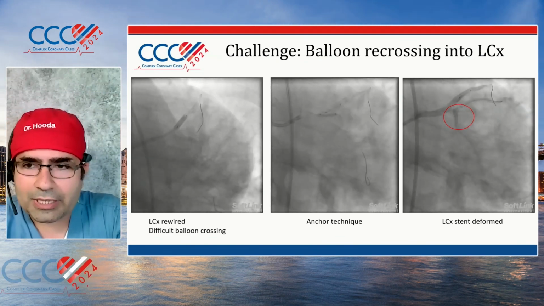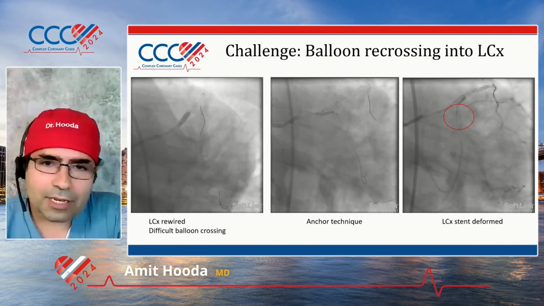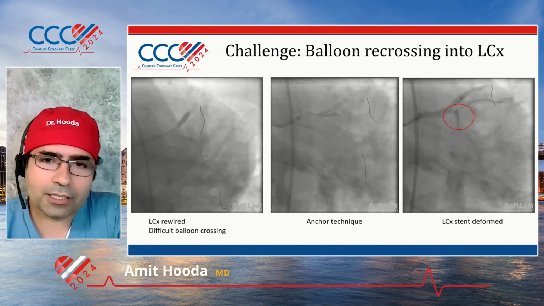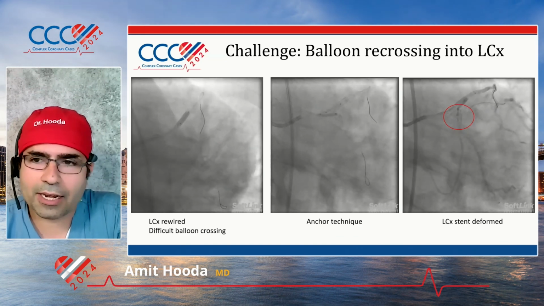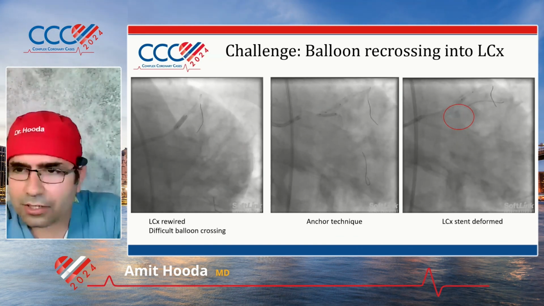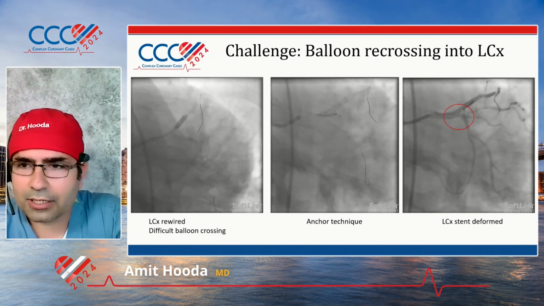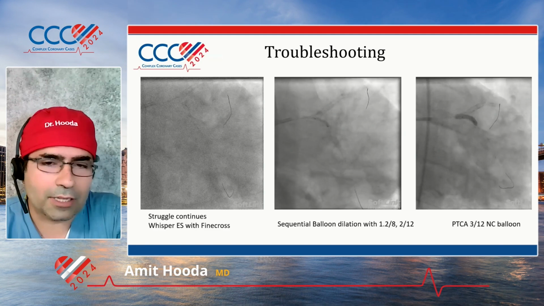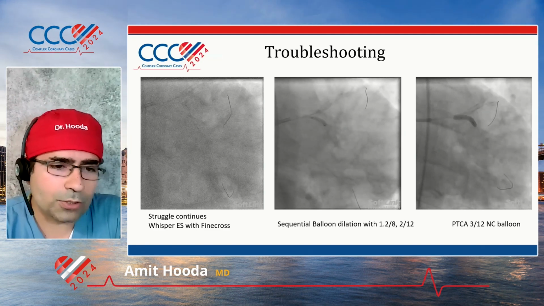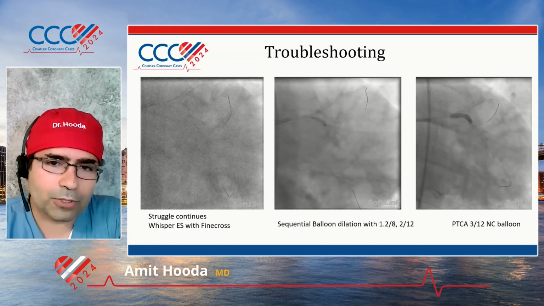But if you see in the last panel, with those push movements and more excessive force, because we were anchoring in the LAD, you can see the circ stent got deformed, and it was a very angulated circ. And thereafter, it was tough to cross, even with a 1.0 balloon. And finally, we had to use a Fine Cross with a Whisper wire.